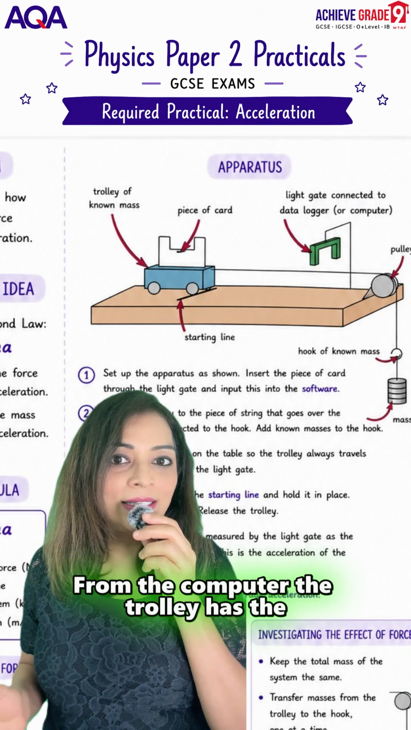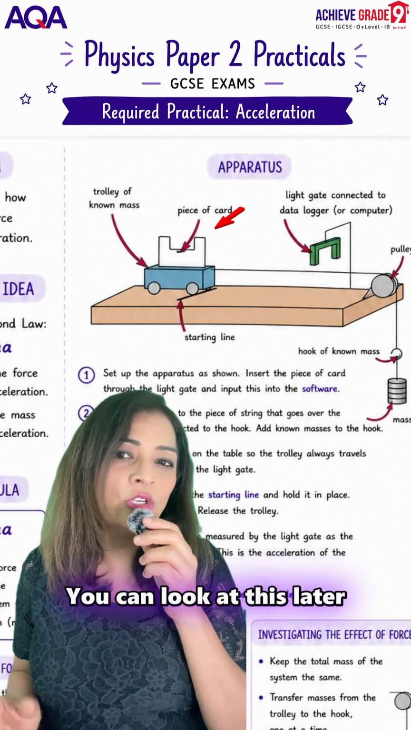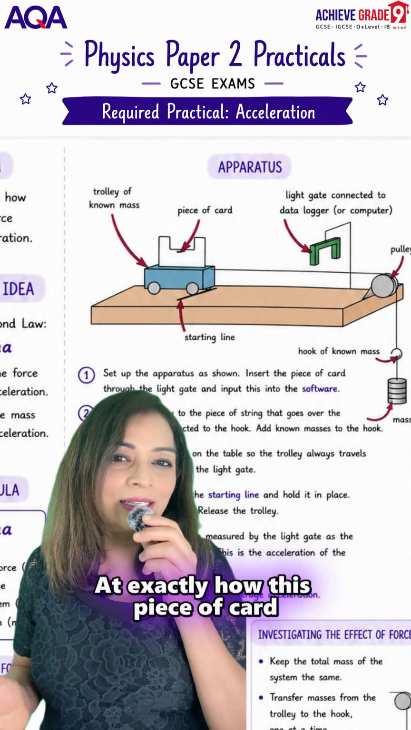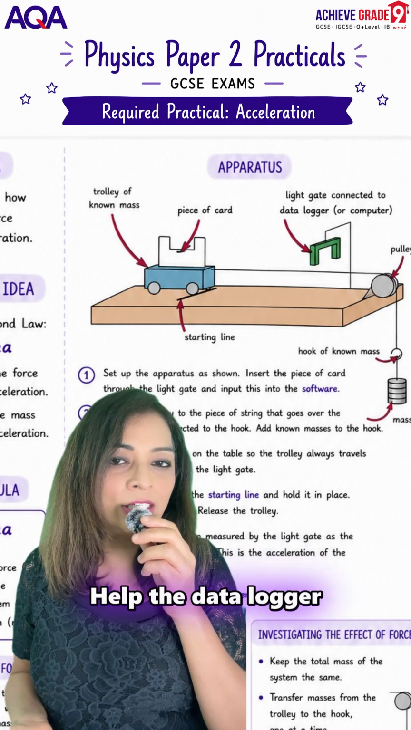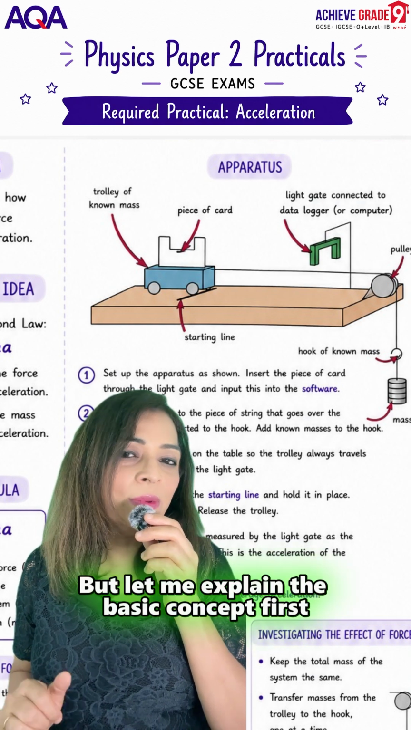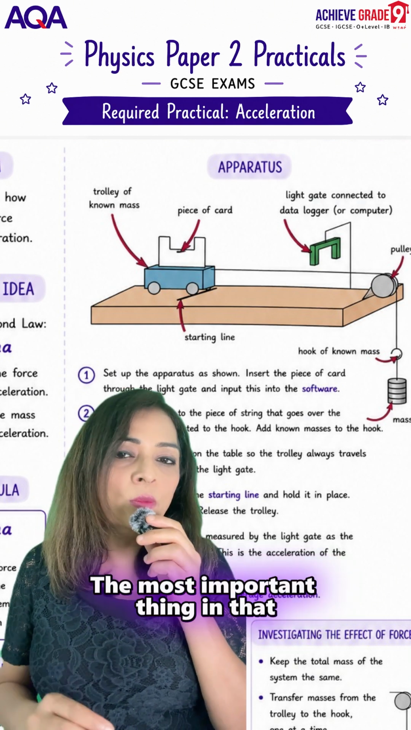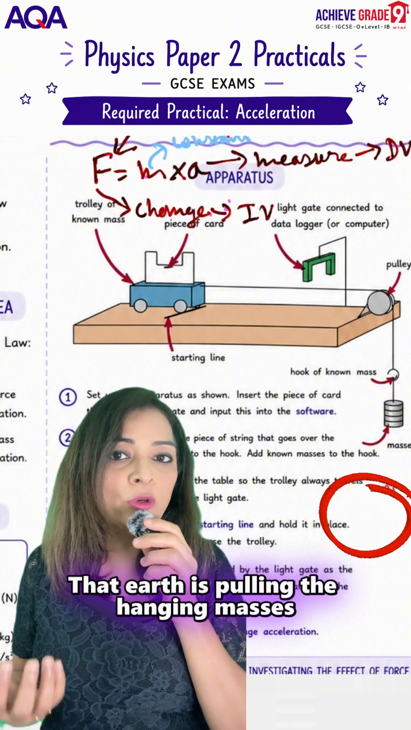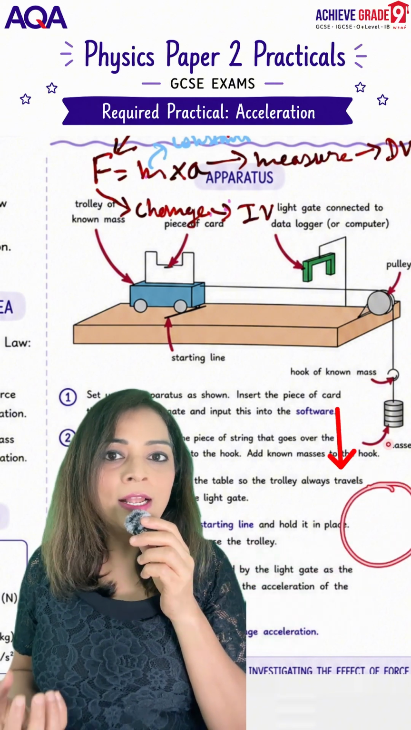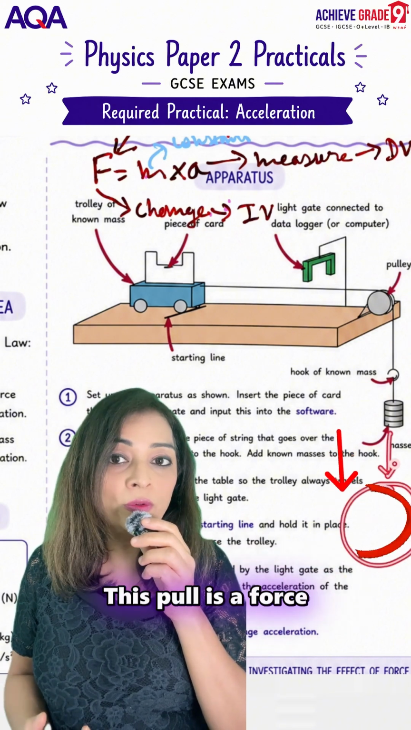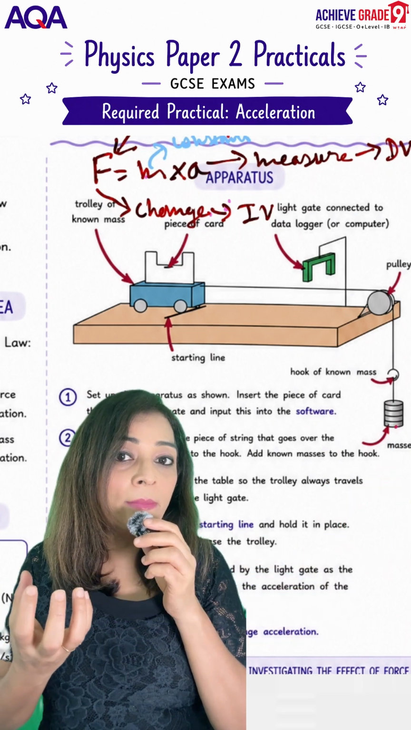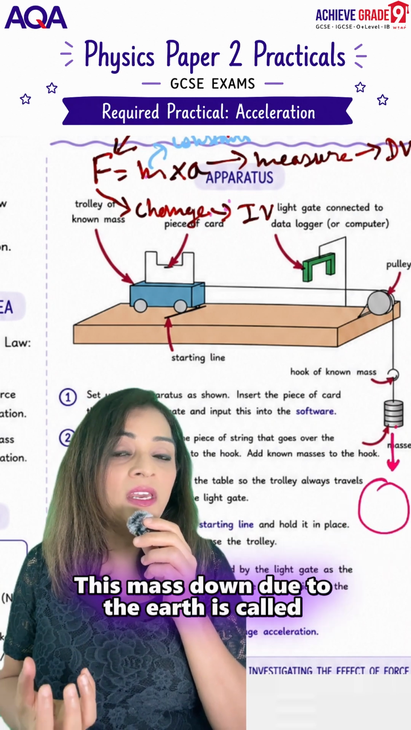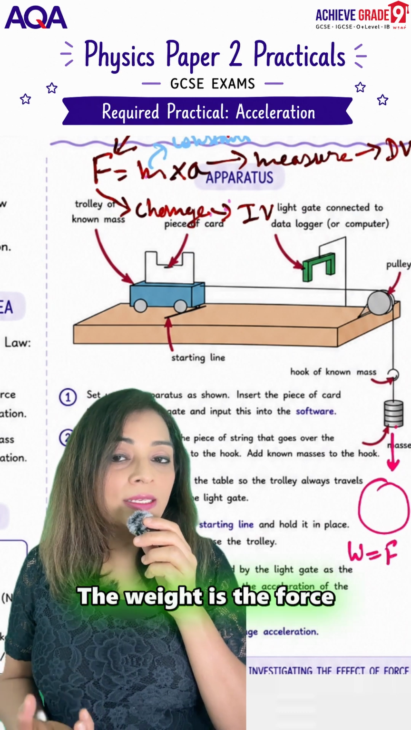The trolley has this small piece of card attached to it. You can look at this later at exactly how this piece of card helped the data logger work out the acceleration. But let me explain the basic concept first. The most important thing that many students do not understand is that Earth is pulling the hanging masses downwards. This pull is a force. The force pulling this mass down due to the Earth is called weight. The weight is the force.